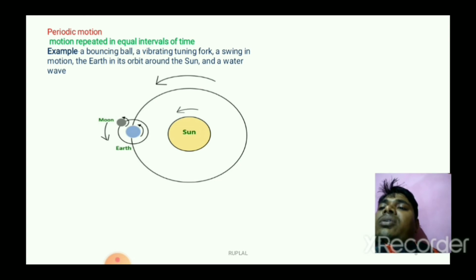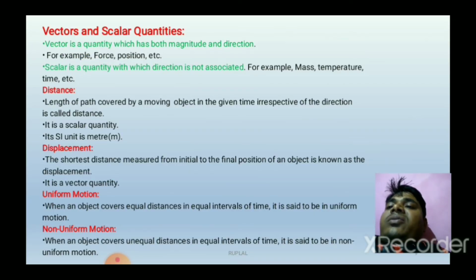completes its rotation. A vector quantity means both magnitude and direction are present. As for example, force. If we apply force, that means we have a direction. Without direction, where we want to apply force, or position, these have magnitude and direction both. Whereas a scalar quantity is without direction, as for example mass or temperature or time. It has no direction. It has only magnitude, so it is a scalar quantity.